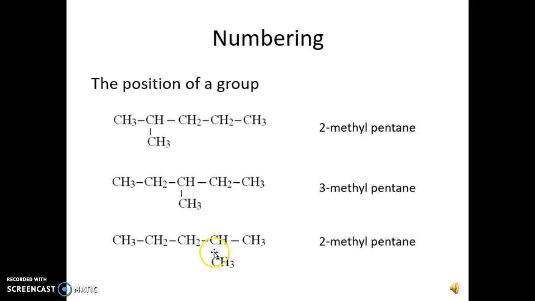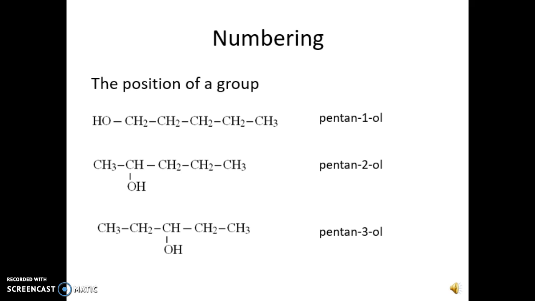In this situation, we wouldn't count from this carbon, because if we go 1, 2, 3, 4, this would be called 4-methylpentane, but we need to work out the lowest number for the molecule, so we need to count from this side now. If we go 1, 2, we're back to 2-methylpentane. Effectively this molecule is just this one flipped around. It's the same molecule, you're just looking at it from a different angle. So always make sure you've got the lowest possible number.